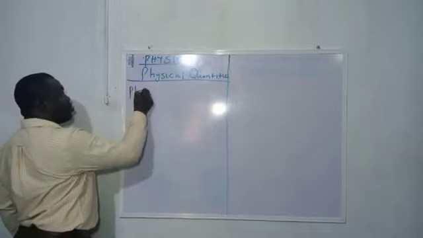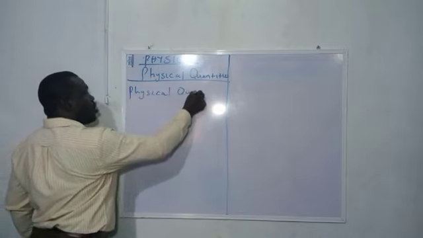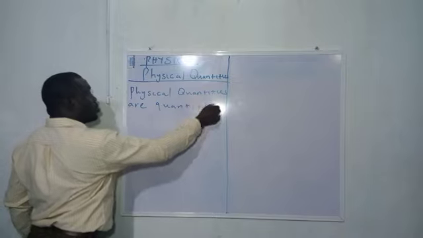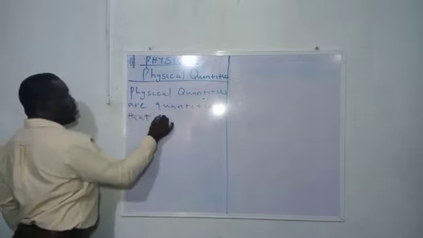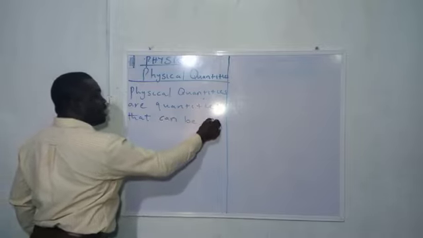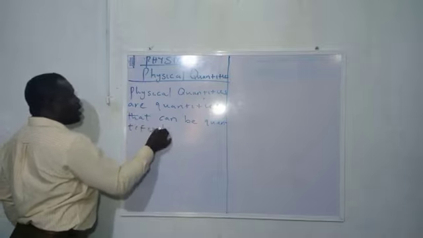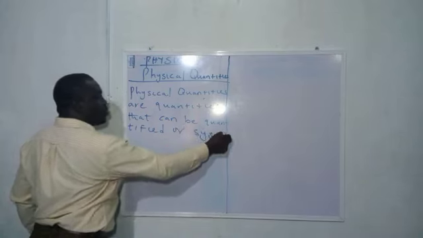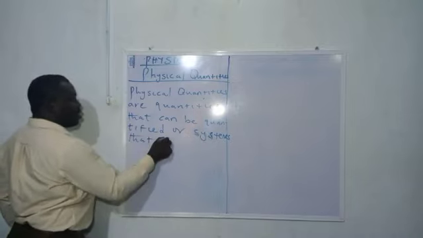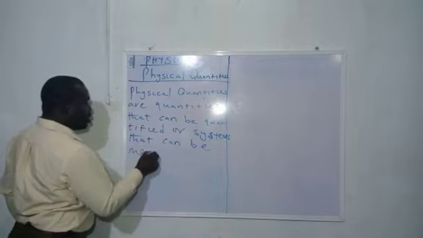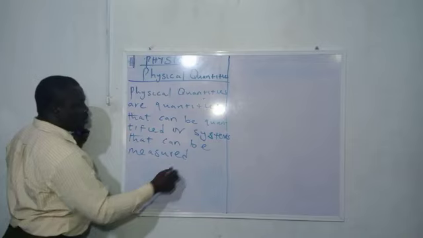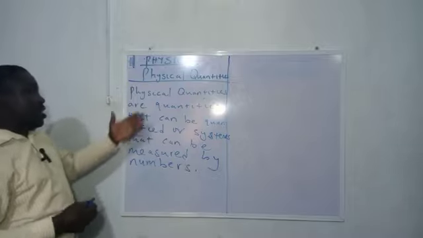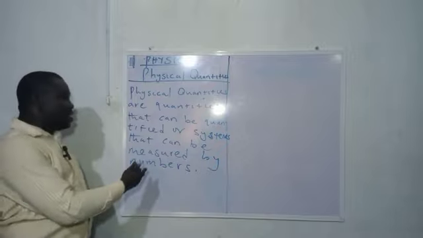Now, physical quantities are quantities that can be quantified. That may sound too high. That can be quantified, or you can say systems that can be measured by numbers. So that's what we call physical quantities. They are systems that can be measured or quantified by numbers.